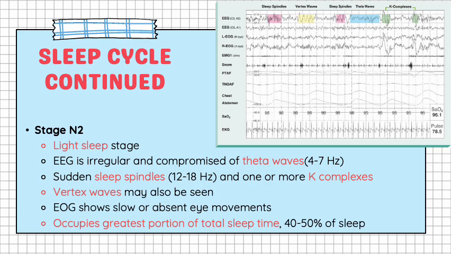Now, moving on to the next stage, the N2 stage. This is obviously one of those light sleep stages. The EEG is going to be pretty irregular and comprise mostly of those theta waves, which are between 4 and 7 hertz, and then you're going to have some sleep spindles and one or more K complexes as well. You're going to see some vertex waves sometimes, and the EOG will depict some slow and absent eye movements. And this is the portion of sleep that takes up the most amount of time. It's 40 to 50% of it.